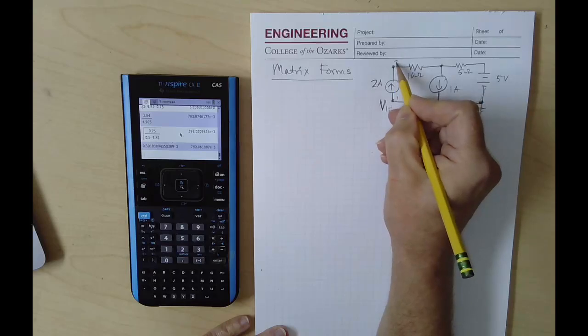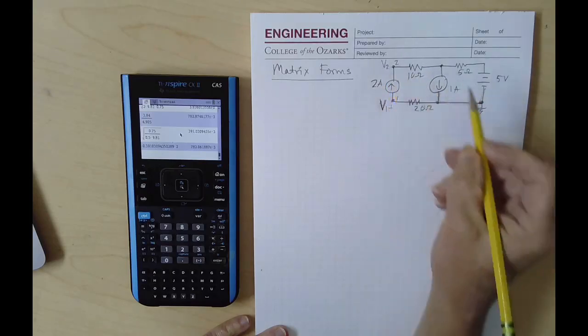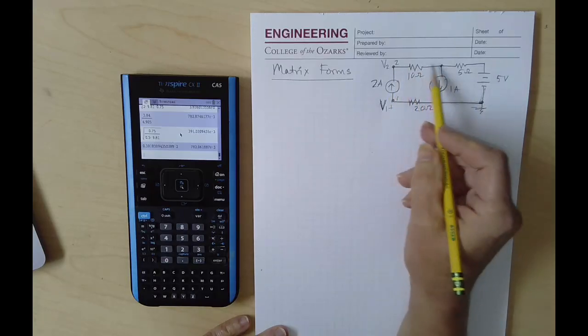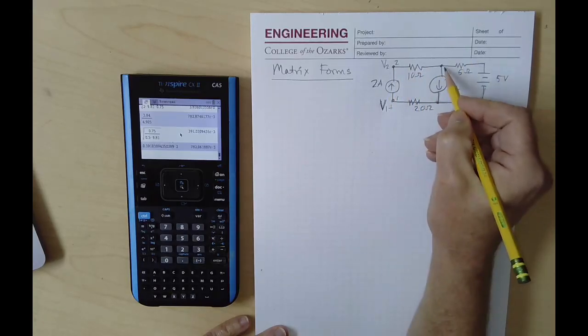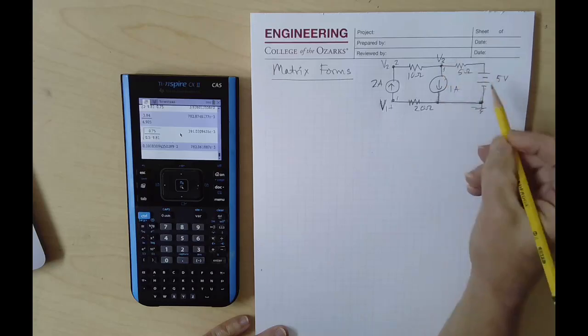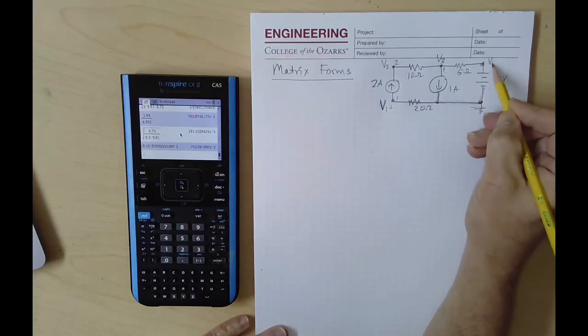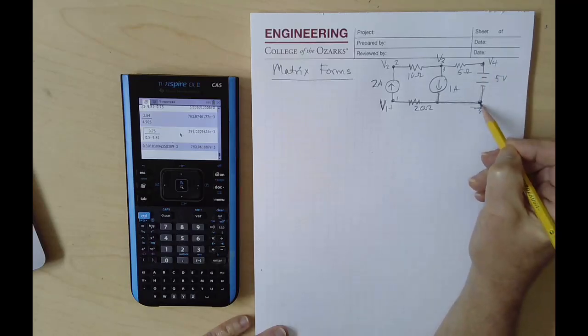Well, let's name this node 2. So we'll have V2 here. V2 is plus here, minus at ground. Continuing on, we have a connection point here. We'll call this node 3. So we'll have V3 up here. Again, plus here, minus at ground. And then we have a node 4 here. Plus up there, minus here.